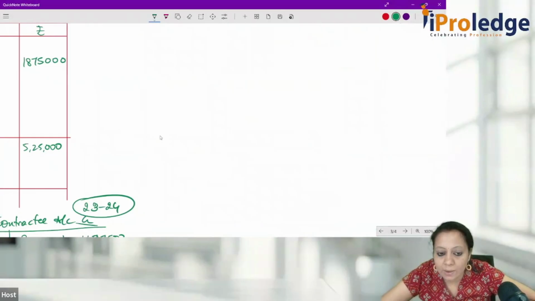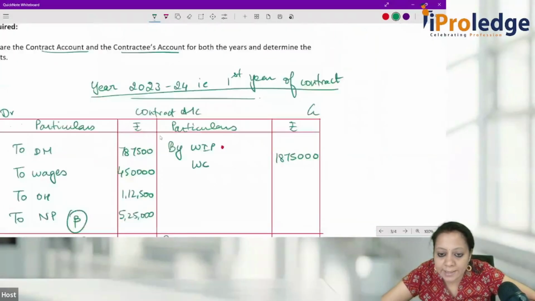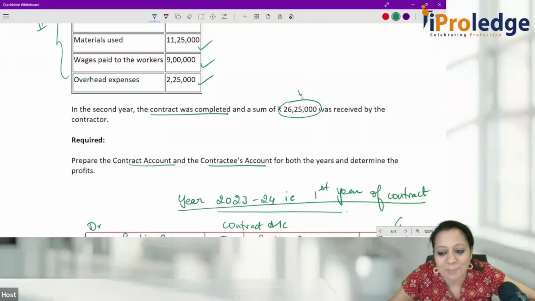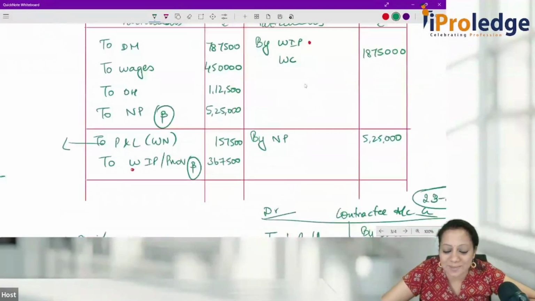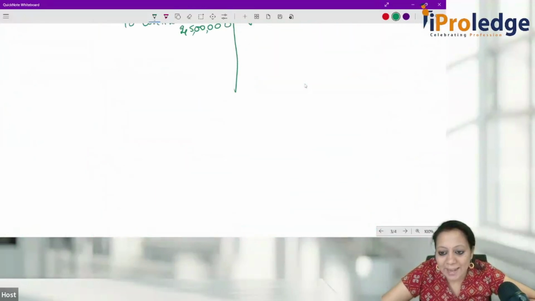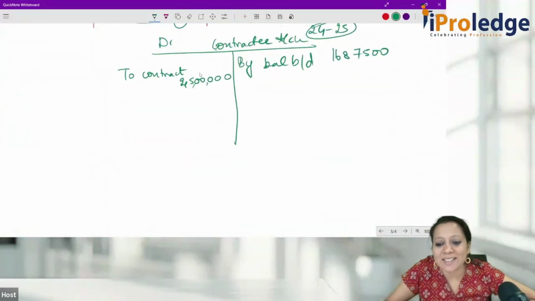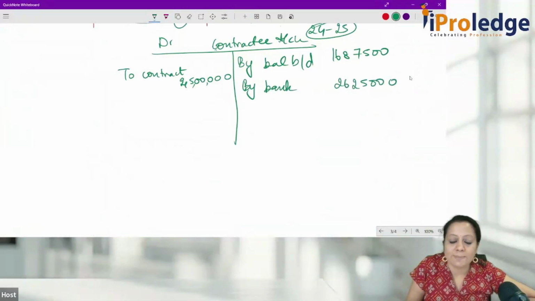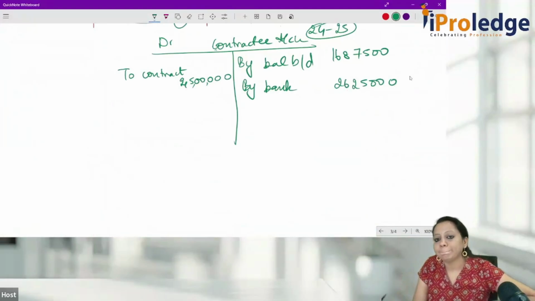Next, what else is this contractee involved in? Next year also he's getting money. How much? 26 lakh 25,000. This part, 26 lakh 25,000. Very nice. So it is going to be again by bank. Whether it is previous year or current year, it is by bank, 26 lakh 25,000. Whatever is the balancing figure will be carried to the next.